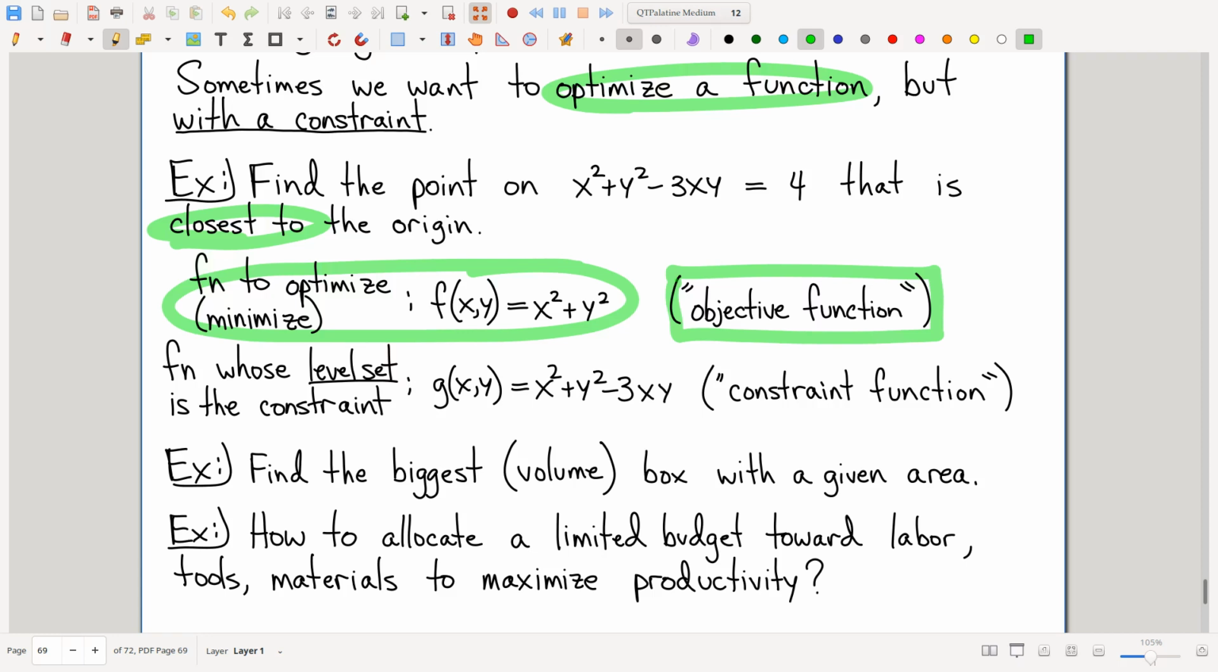Don't use distance. Use distance squared, and avoid those pesky square roots. Does that make sense to everybody? Okay. All right. Now, what's my constraint?